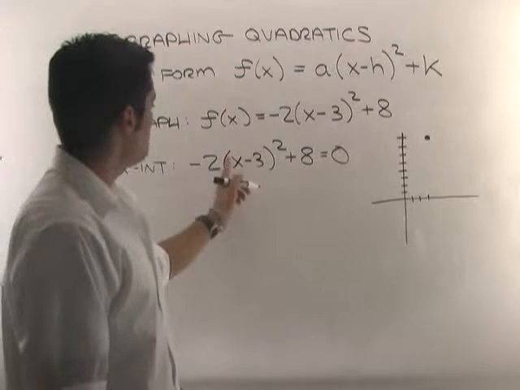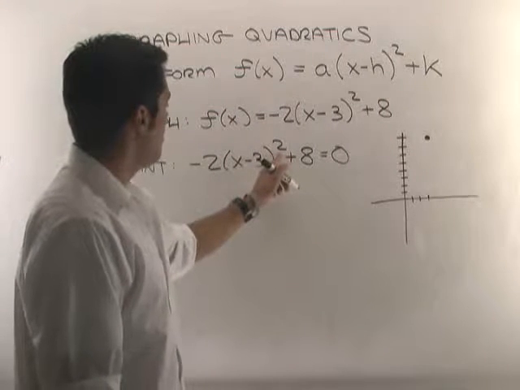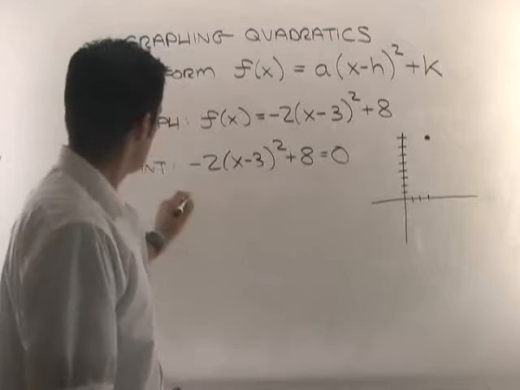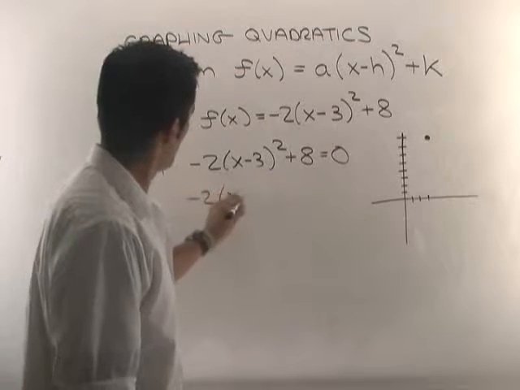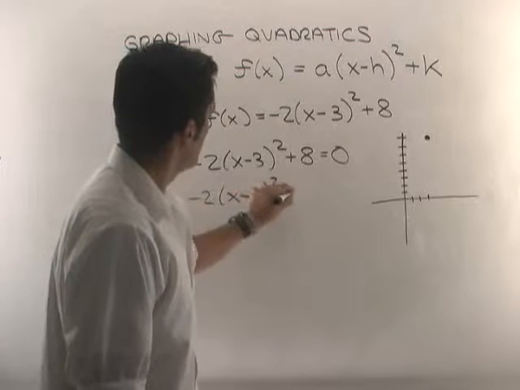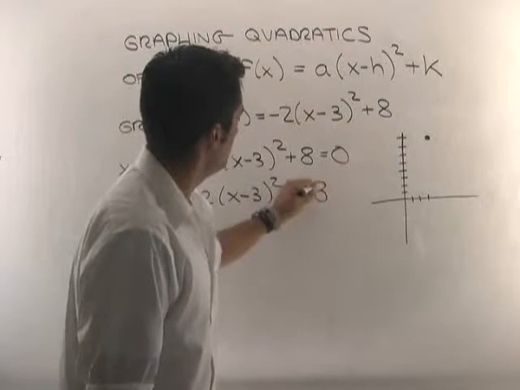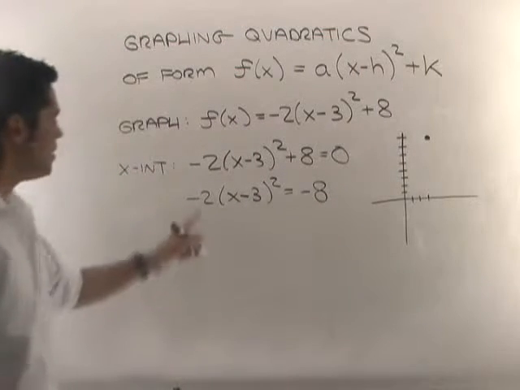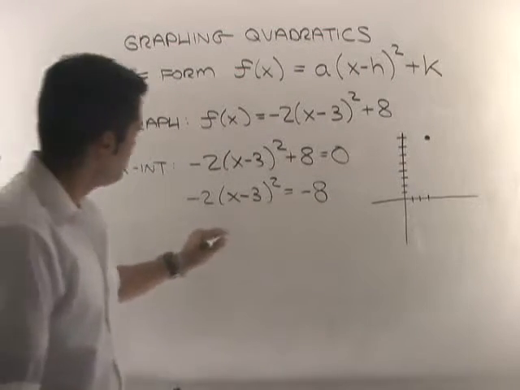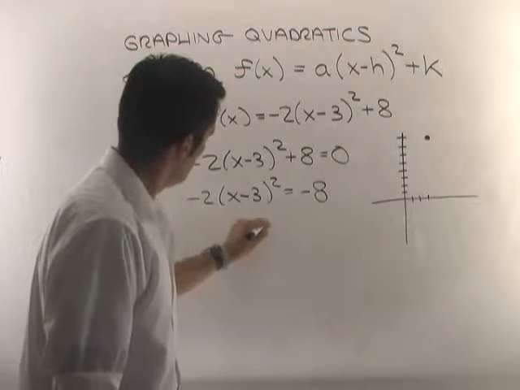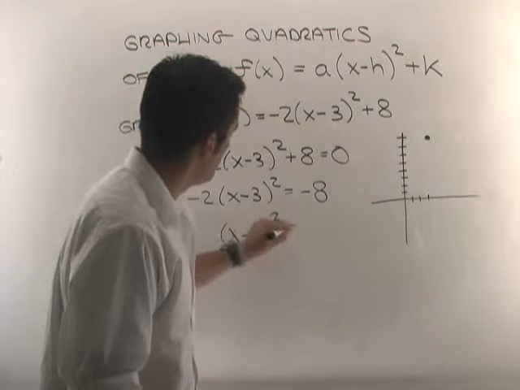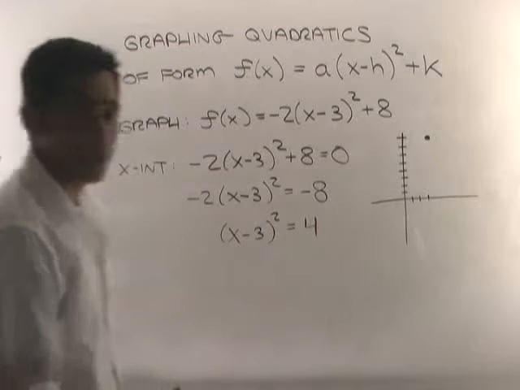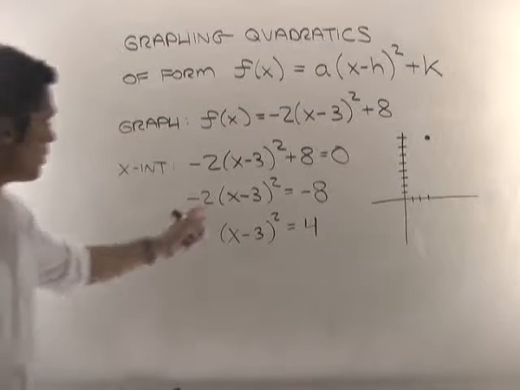So what I'll do is I'll notice that this is something squared. What I'm going to be able to do is move the 8 over. So I have -2 times (x minus 3) squared equals... Okay, I move that over, I get a -8 on that side. I'm going to divide both sides by -2. Remember, on the right side, a negative divided by a negative is positive. 8 divided by 2 is 4.